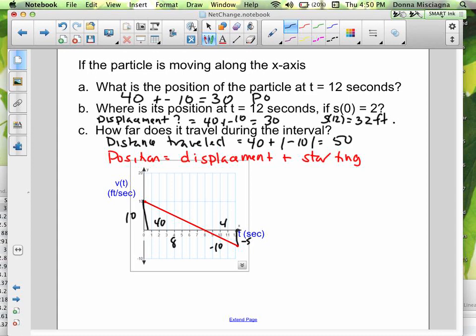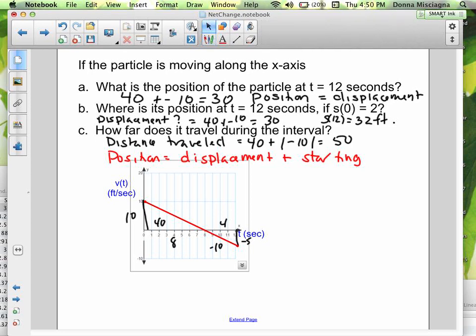Your position is the same as displacement, because displacement is just change in position, right? So it's moved 30, it's now at 30. Where's the position at t equals 12 seconds if s of 0 is 2? All right, so now it's starting 2 feet farther. So what do you think we're going to do with that 2 feet? Well, we're just going to add that 2 feet to the 30, and it's moved 32 feet.